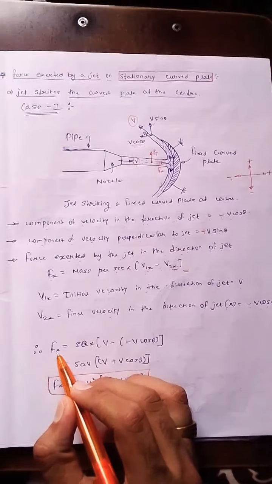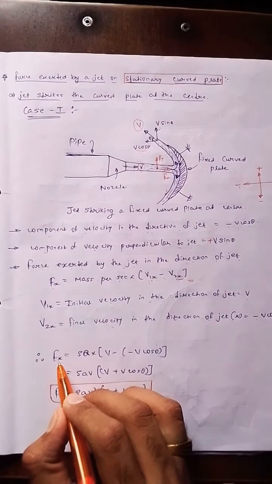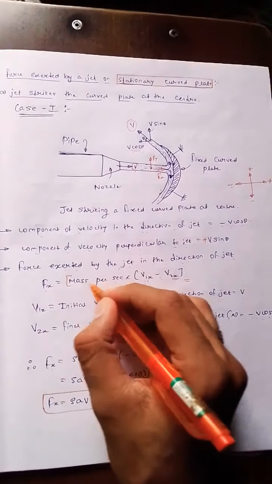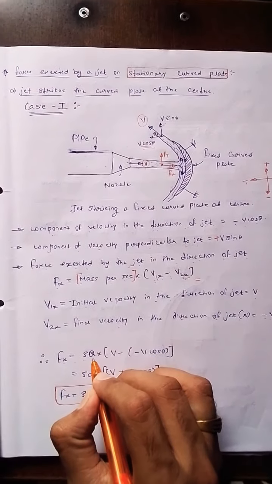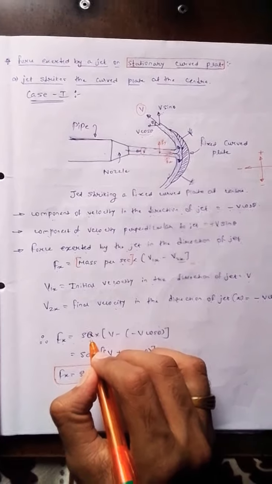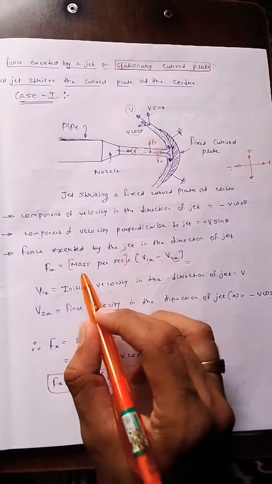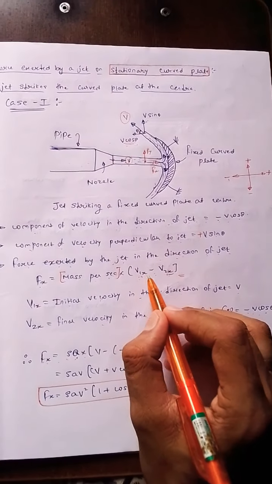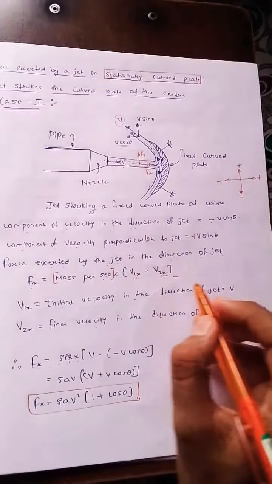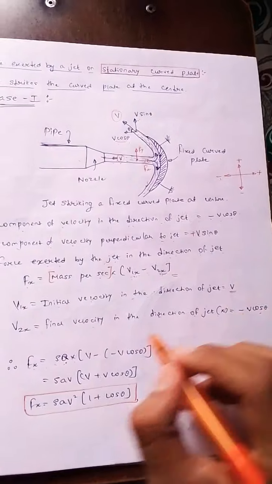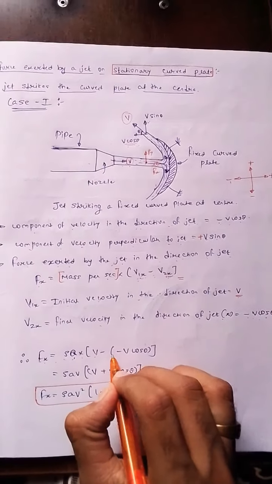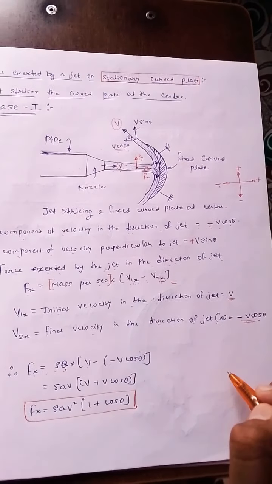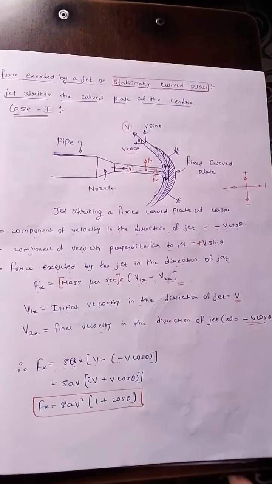So the equation is force exerted in x direction equals rho into Q. Rho into Q means what? We have replaced mass per second with rho into Q, correct? As we have done in the previous derivations. So mass per second is replaced by rho into Q into bracket v1x minus v2x. v1x is v, so it will be v, minus in bracket v2x is minus v cos theta, so it will be minus minus v cos theta.